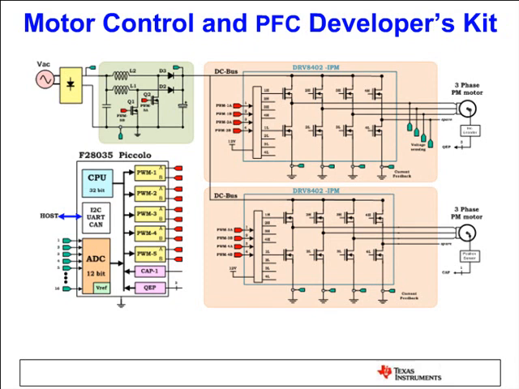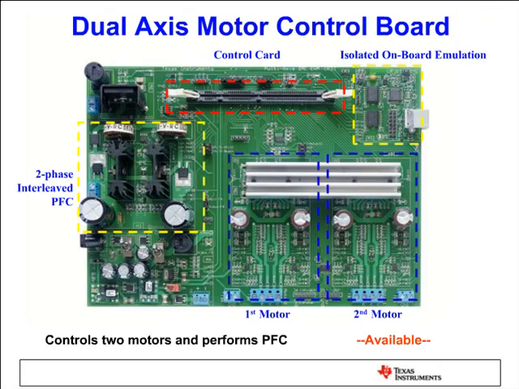We spin the motors at 10K, and we run the PFC at 100K. Here is the picture of the dual axis board. Now the blue ones are the first and second motor drive stages, and the IPMs are under the heatsink. And we have an onboard emulator, so the customer can directly connect the board to USB without JTAG. And the red part is the connector 100 DIMM for control cards.